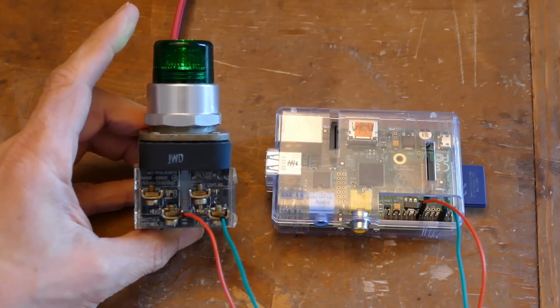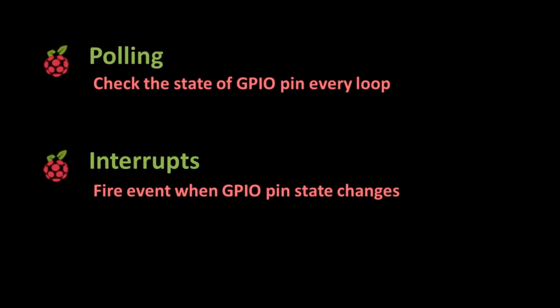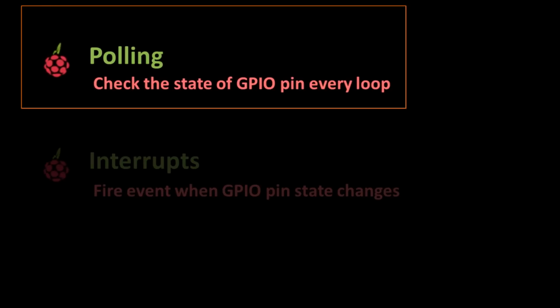There are two common methods for reading the state of an IO pin. The first is polling, where the state is checked in the main program loop each cycle. The second is using interrupts. We'll start with polling, which is more basic.